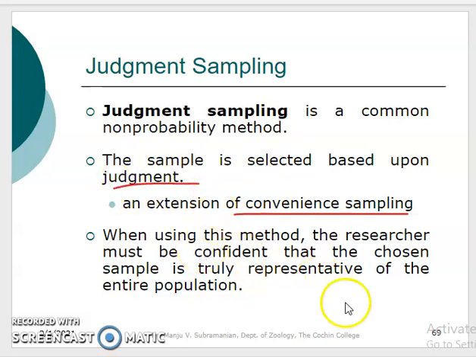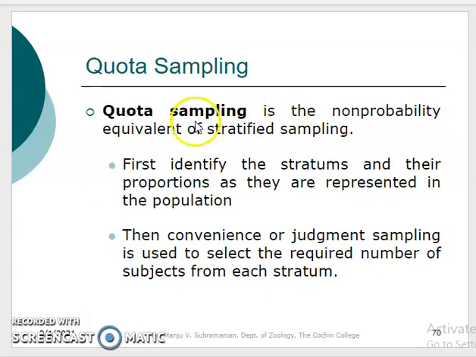When using this method, the researcher must be confident that the chosen sample is truly representative of the entire population. So it is purely dependent upon the will or the experience of the investigator. We are just judging and selecting the sample, and it is purely dependent upon the decision of the investigator. Then there is quota sampling.